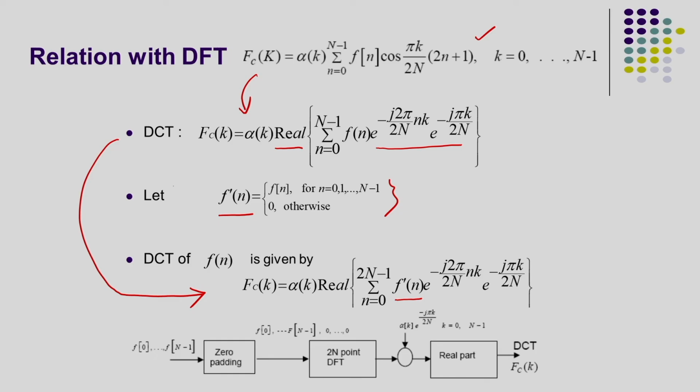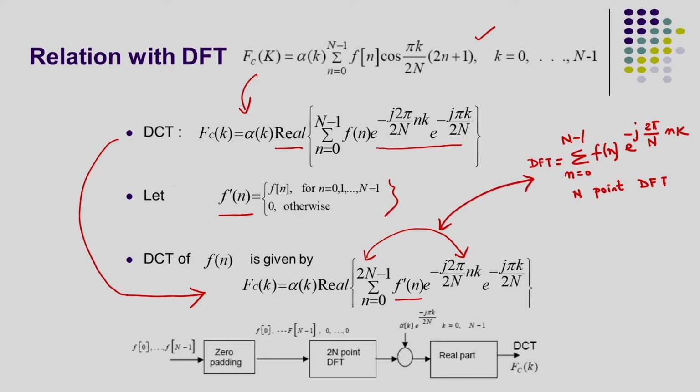So, if you see this expression and you see this term, because you know this expression, suppose if I consider the DFT, n is equal to 0 to n minus 1, f(n) e to the power minus j twice pi divided by n nk. This is the definition of n point DFT. So, if you compare this one and this one, then it is nothing but the twice n point DFT. That expression is nothing but a twice n point DFT. So, from this expression you can see the relationship between the DCT and the DFT.